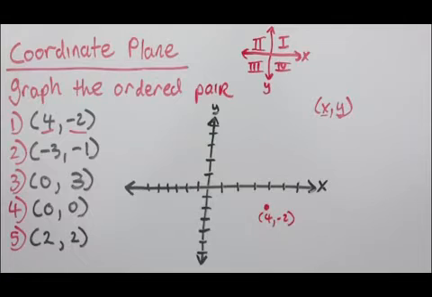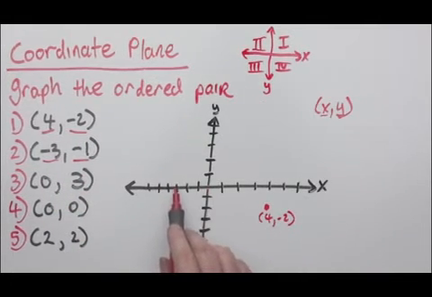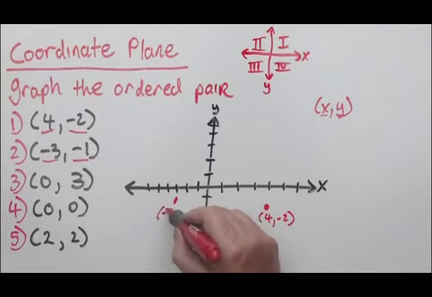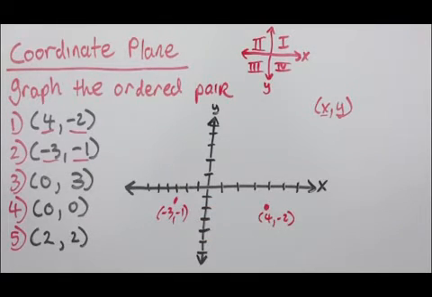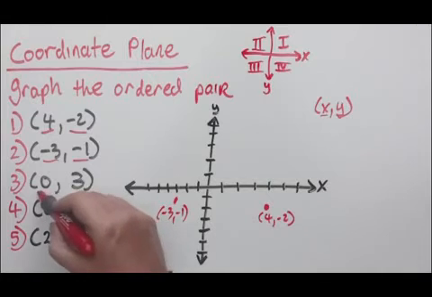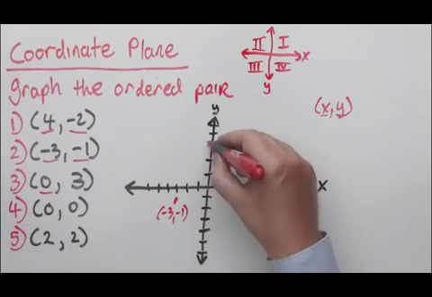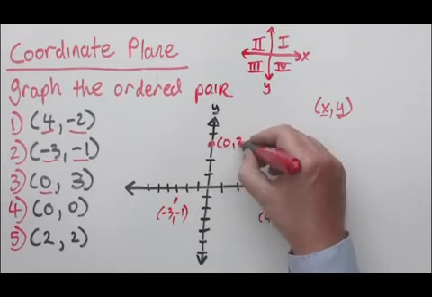Right there. See, negative 3, negative 1. So that means it goes back 1, 2, 3, and down 1. That's it right there. Negative 3, negative 1. Great. 0, 3. That means it goes back nowhere and goes up 3. So it's on the y-axis.